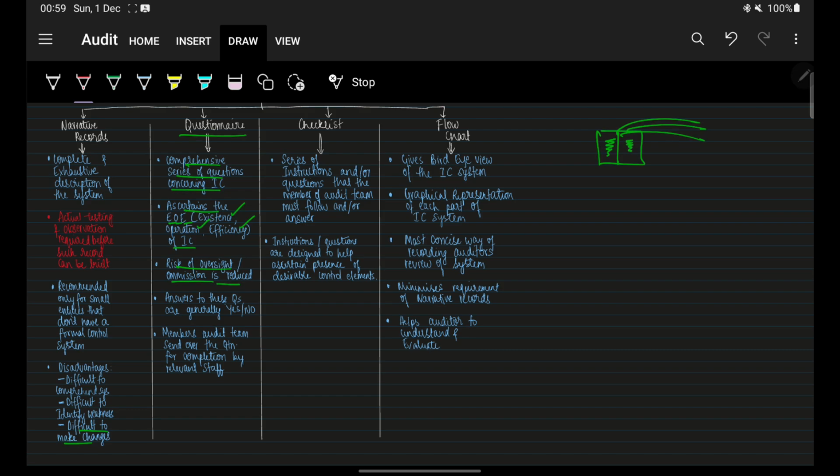Since you are giving it to multiple people, you're getting all of their insights. So the risk of omissions or oversight is reduced. Answers to these questions are generally yes or no. Members of the audit team send over the questionnaire for completion by relevant staff. So the audit team will send over the questionnaires to the relevant staff. Fairly simple.